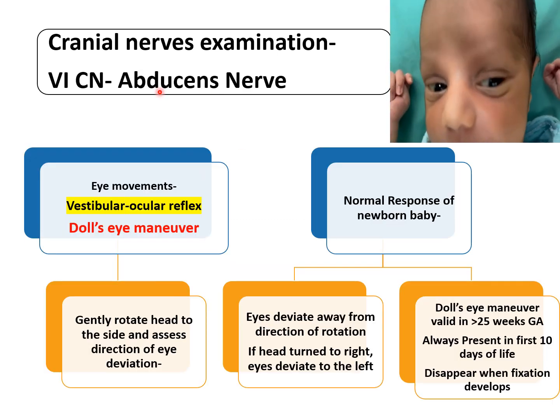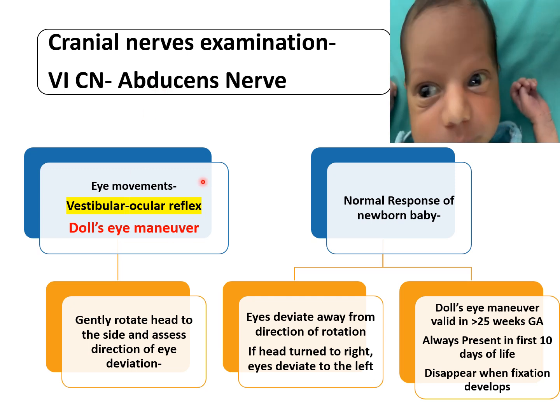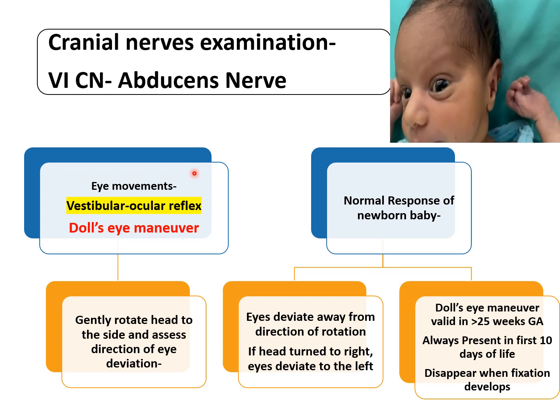For the sixth cranial nerve, abducens nerve, we have to see the spontaneous eye movement because the abducens nerve supplies the lateral rectus, LR6, and we have to perform the vestibulo-ocular reflex, Doll's eye maneuver. In this, we have to gently rotate the head to the side and we have to assess the direction of eye deviation. The normal response in the newborn baby is the eyes deviate away from the direction of rotation. If you are turning the head toward the right, the eyes will be deviated toward the left.